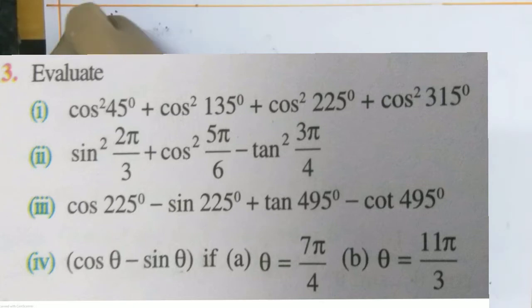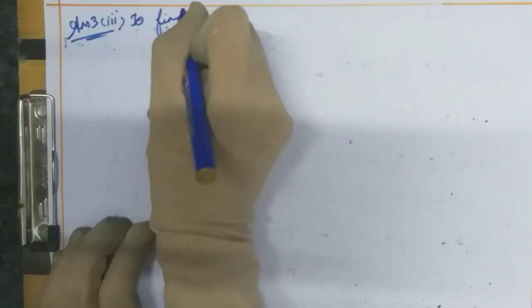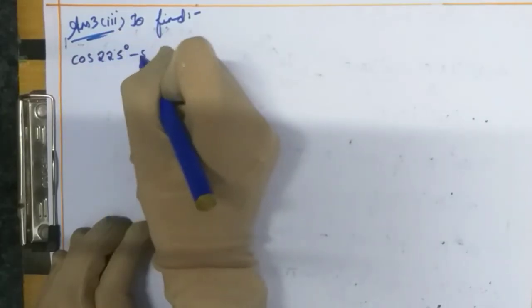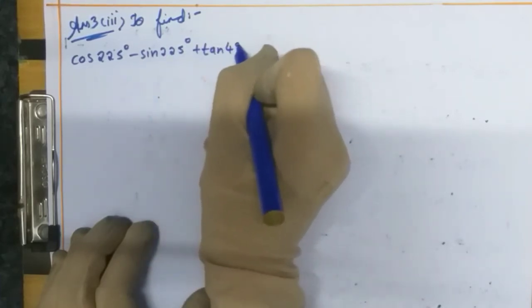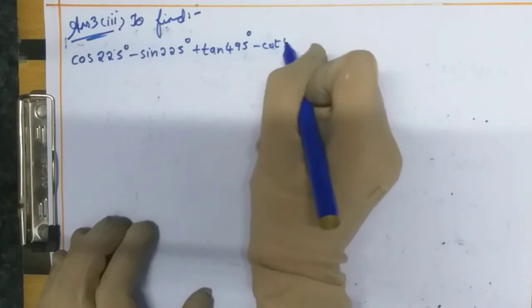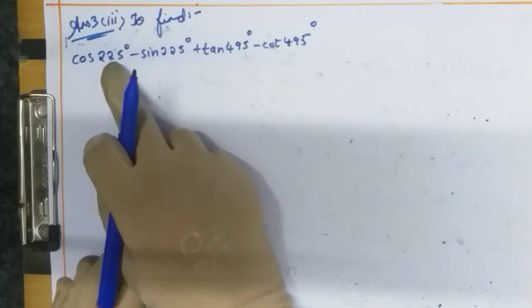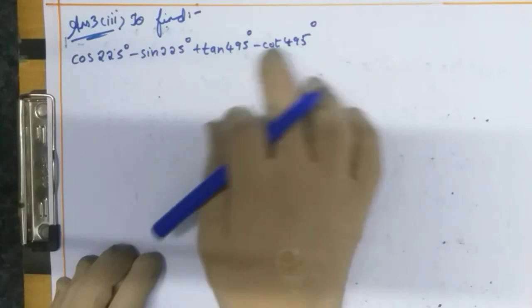Third bit. What is the third question you have? Evaluate cos 225 minus sin 225 plus tan 495 minus cot 495. So I have to find cos 225 degree minus sin 225 degree plus tan 495 degree minus cot 495 degrees. Okay, so again 225 is not a quadrant angle, and 495 is also not a quadrant angle.